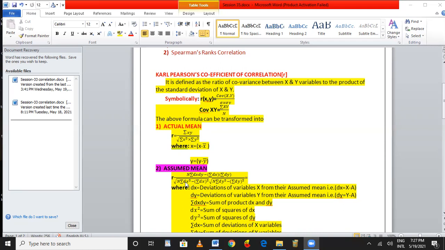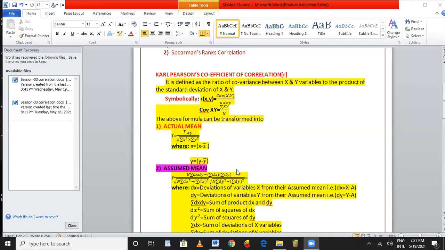How will we take the deviation from the assumed mean? Any convenient one we will consider, and from that we have to take the deviations. Then n into sigma dx square minus sigma dx whole square, then into n into sigma dy square minus sigma dy whole square. In the same way, we have to take the deviations from the assumed mean of the y series, get the summation, and multiply by n. Sigma dy is the sum of deviations taken from the second series, and then squared.